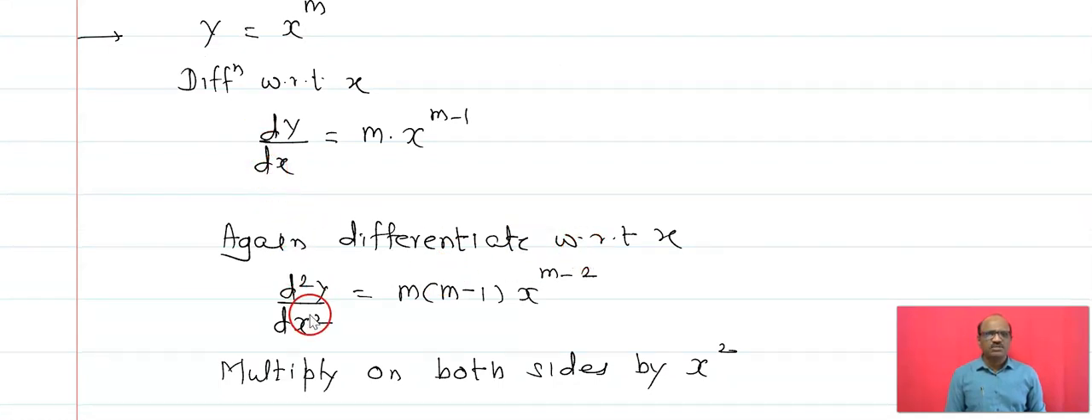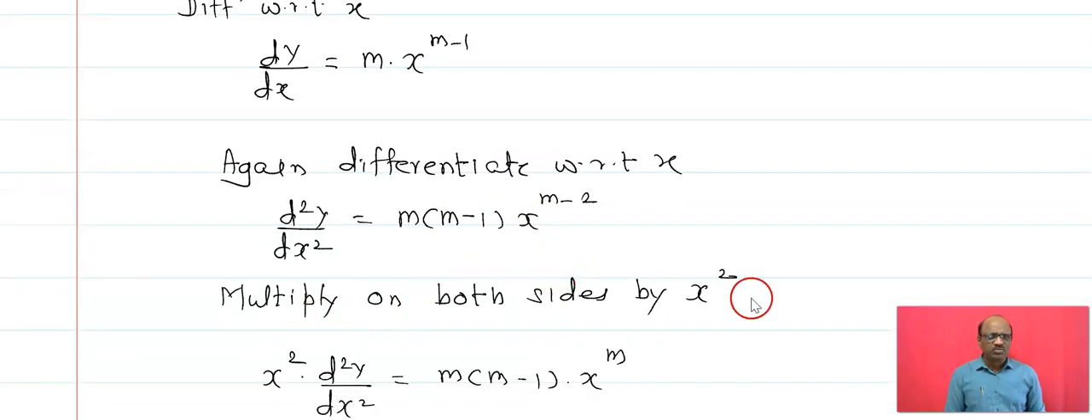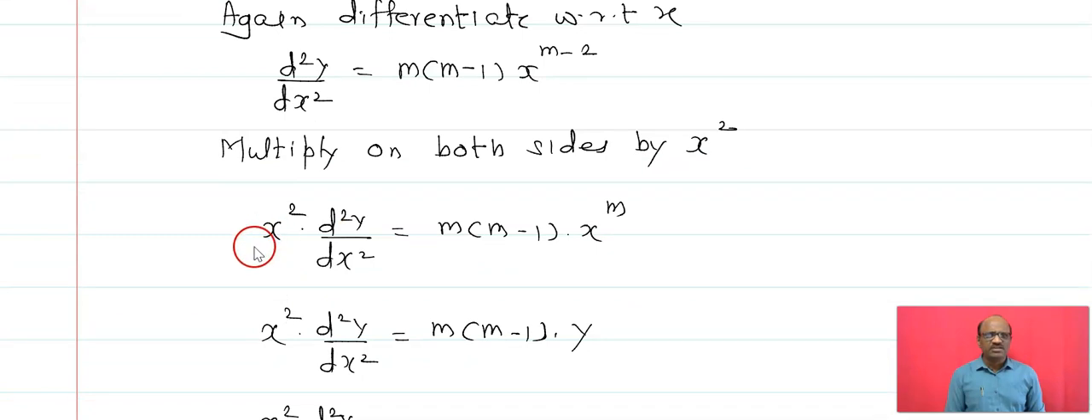Then you will get d2y by dx square equals m into, what's the derivative of x raised to m minus 1? Here it is m minus 1 into x raised to m minus 2. Multiply on both sides by x square. Then you will get x square into d2y by dx square equals m in bracket m minus 1 into x raised to 2. And here is x raised to m minus 1 into x raised to 2. Then you will get x raised to m, that is plus 2 and minus 2 get cancelled.